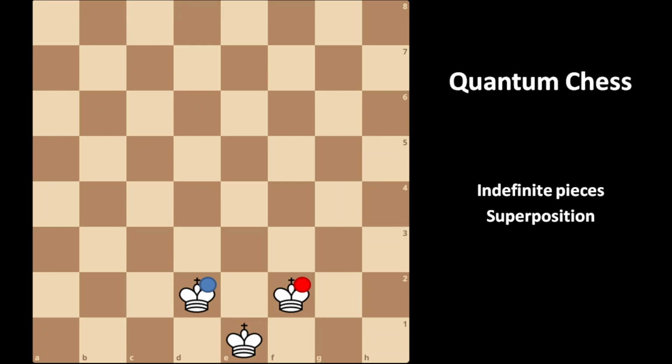Quantum chess is a combination of chess with the rules of quantum mechanics. The initial position is the same, but for every conventional chess piece, there is a corresponding pair of indefinite pieces, one piece with a red mark in it, and another piece with a blue mark. Indefinite pair instances on the chessboard represent the spatial superposition states of corresponding conventional pieces.